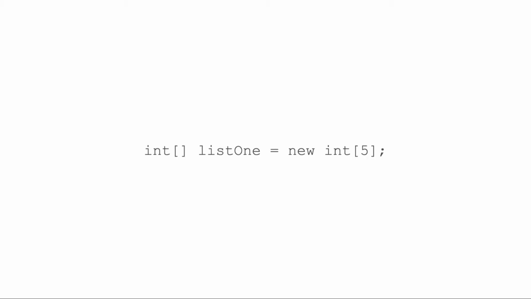Take a look at how to create an array with a given number of elements. Start by specifying the data type, followed by square brackets. Give the array a name, followed by the assignment operator. Call the keyword new, followed by the data type and the number of elements in square brackets.